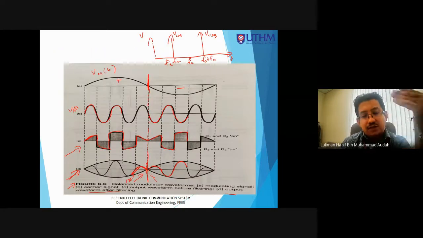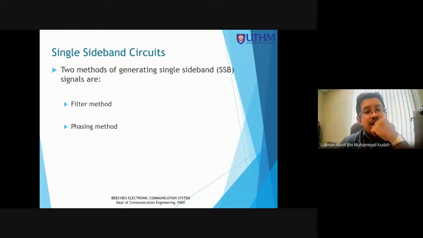So kalau ada soalan boleh tanya. If there's no question, I will proceed with the next slide. Okay, the next slide is about SSB circuits. SSB circuits: how to produce single sideband? Macam mana nak hasilkan single sideband?